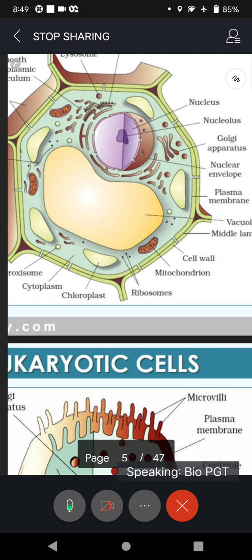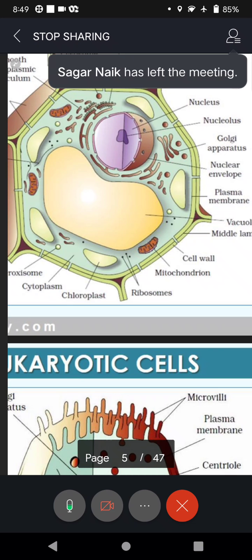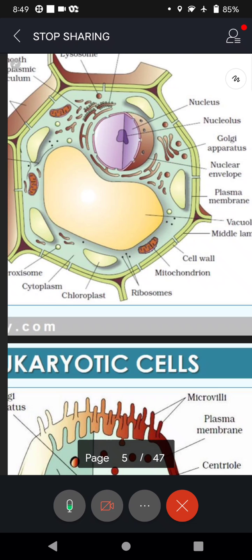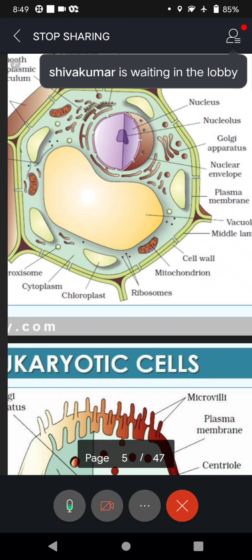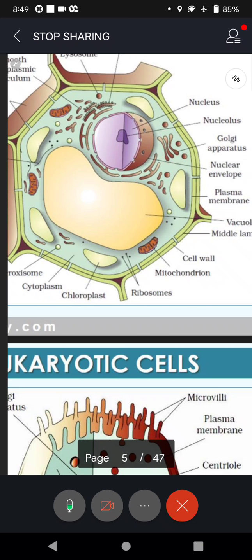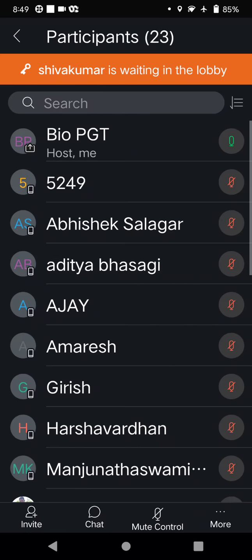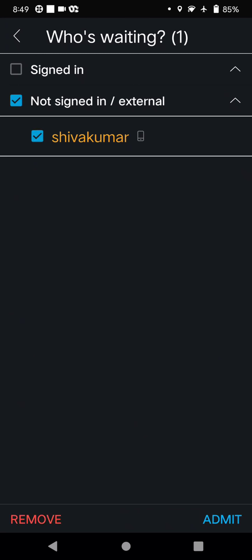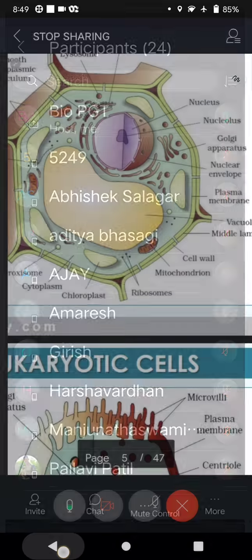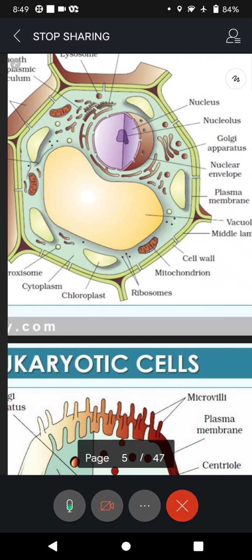And inside that spherical structure, nucleus, there will be another small round structure, that is nucleolus. Okay, nucleolus. Right. So inside the nucleus there is a spherical structure, that is nucleolus.